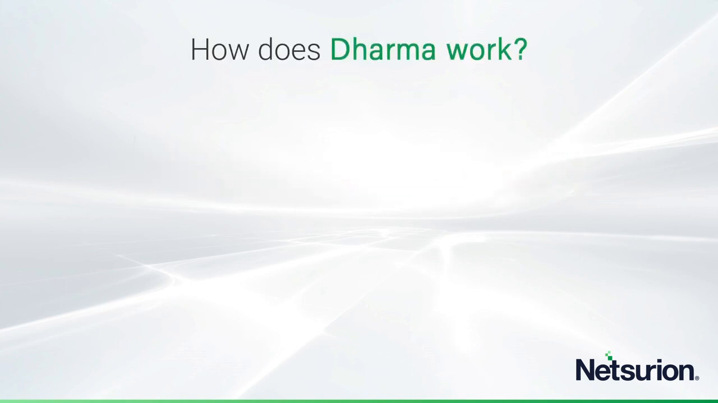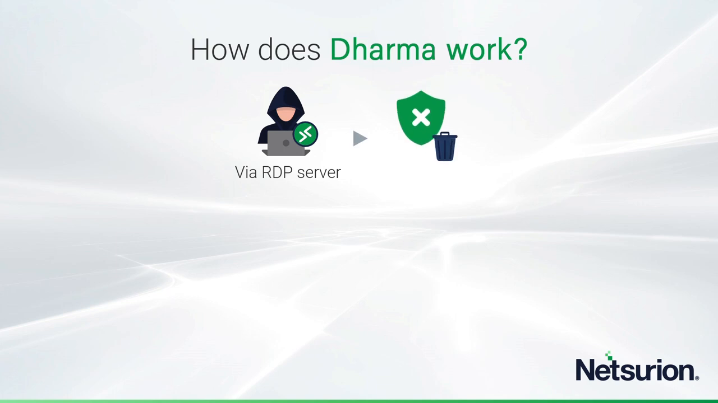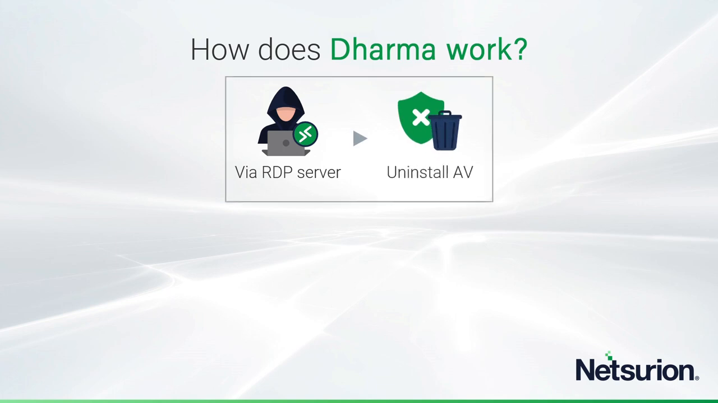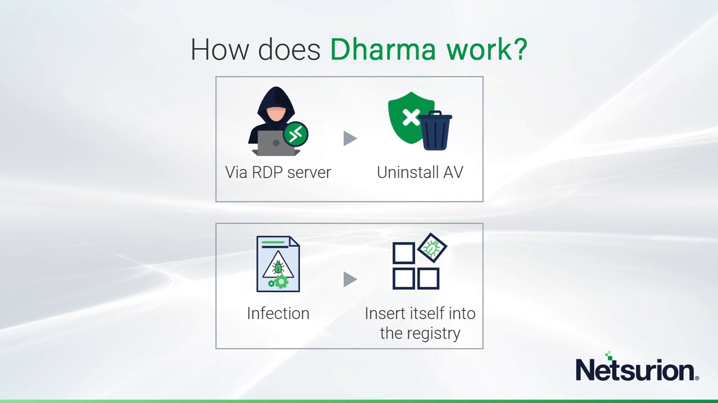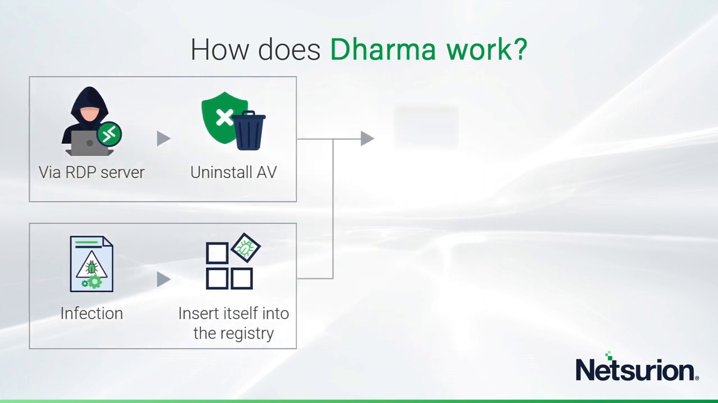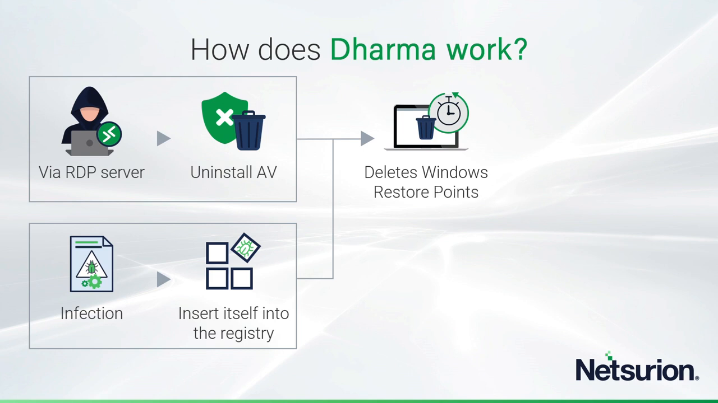How does Dharma work? Well, if the access is via RDP, then there's a human on the other end that's exploiting those leaked or weak credentials. After they get in, they almost immediately uninstall antivirus, as we will see in the demo. If they're able to perform the infection, then the Dharma will insert itself into the registry so that it becomes just that much harder to actually disinfect. To inhibit system recovery, Windows restore points are deleted. And this in itself is a MITRE attack tactic and technique that you should be paying attention to.